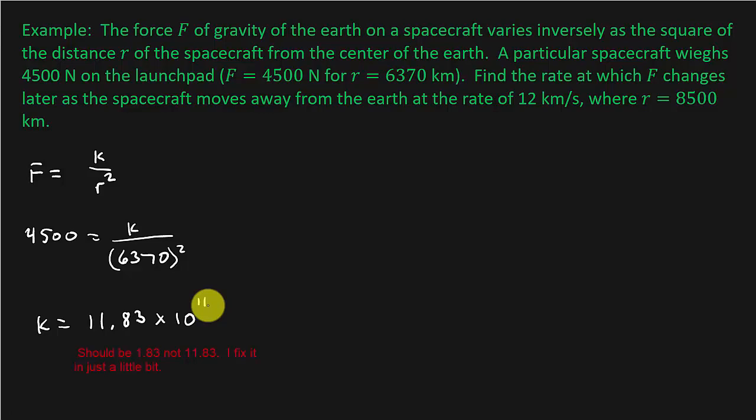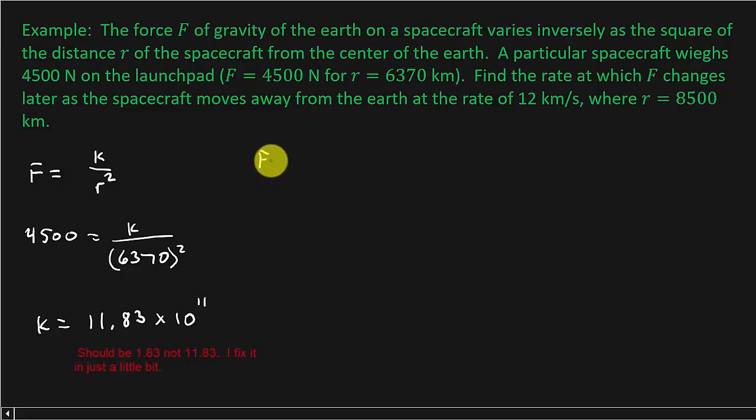All right, that's K. So let's plug it in. So we've got F is equal to 11.83 times 10 to the 11th over R squared. All right.